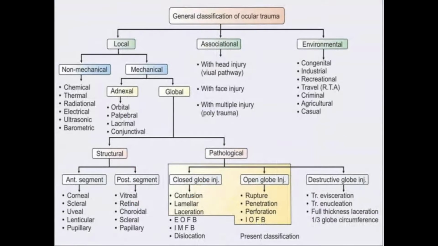You see, classification of ocular trauma: we divide all traumas into local, when just the eye and ocular adnexa are affected, and associated, when the face is also affected, or multiple injury like polytrauma.